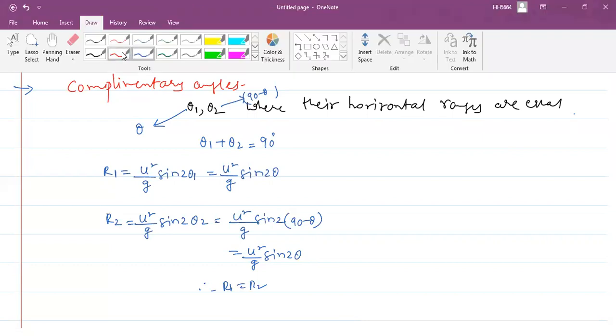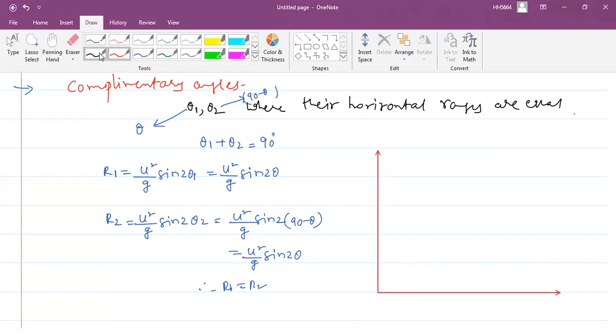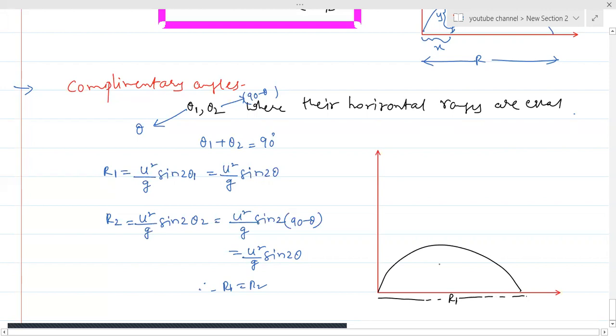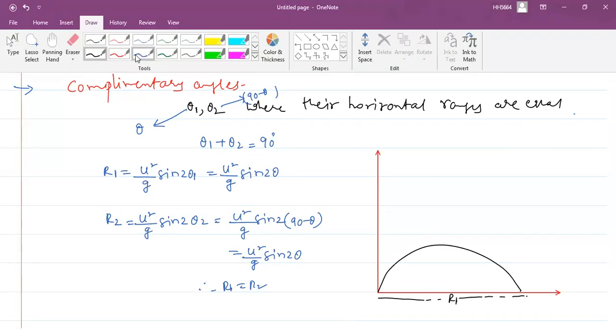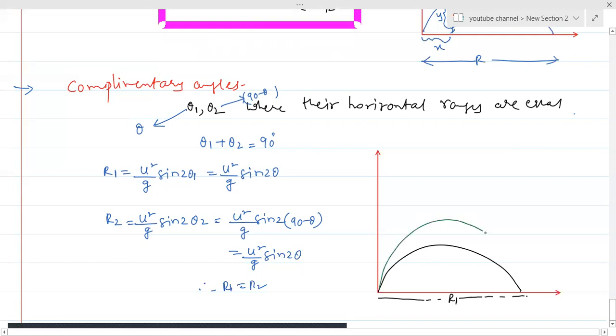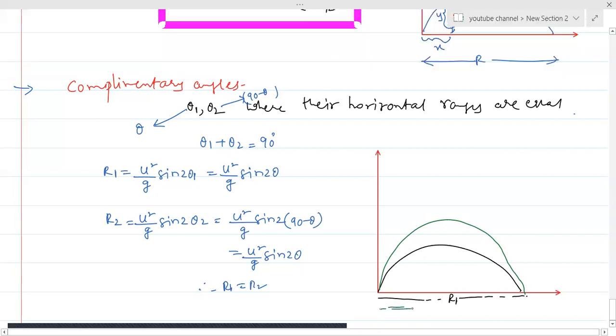So now we will observe the same situation but graphically. So let us see what's happening here. Whenever we are taking the first projectile, this will be the range, this will be R1. But we are projecting the same body at a different angle of projection, but the ranges are the same. We will see clearly that R1 is equivalent to R2.